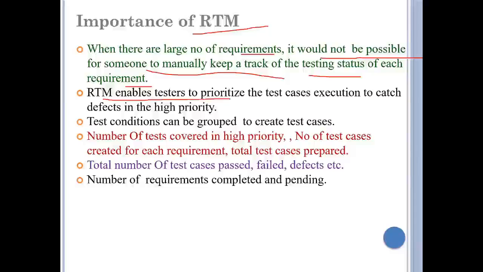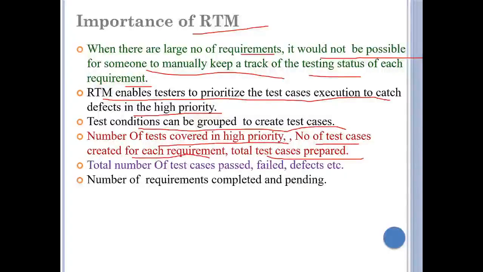Requirement traceability matrix enables the tester to prioritize the test case execution to catch defects in the high priority. Yes, from this we'll also understand which requirements have high priority, medium priority, low priority, and what is the result of that after execution. Test conditions can be grouped to create test cases. Yes, under one requirement you can group those, like under requirement 1 you have test case 1, 2 and 3. Number of tests covered in high priority and number of test cases created for each requirement and total test cases prepared. All this information you will get, and total number of test cases passed, failed, defects, etc.